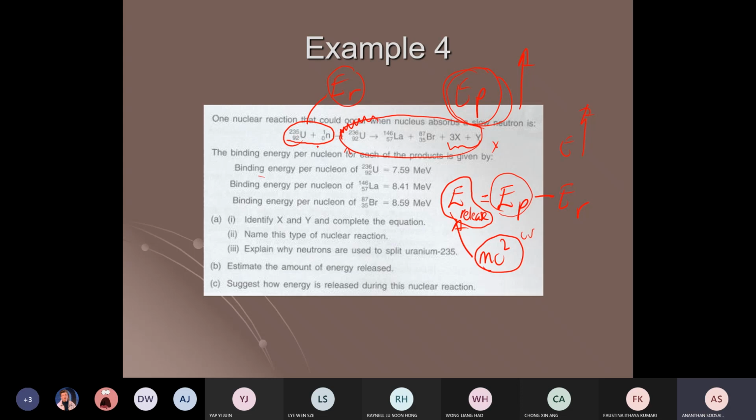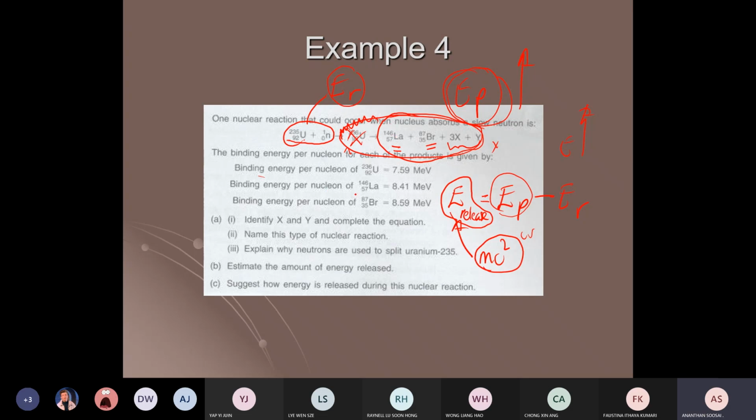Uranium plus neutron is the reactant. The intermediate I don't want to use. This is the product: the La, Br, X, and Y. The binding energy of the product is only contributed by the daughter nuclei, the La and the Br. This is the total binding energy of the product. Neutron and gamma don't contribute any binding energy. Clear? So for La, how much is the binding energy?